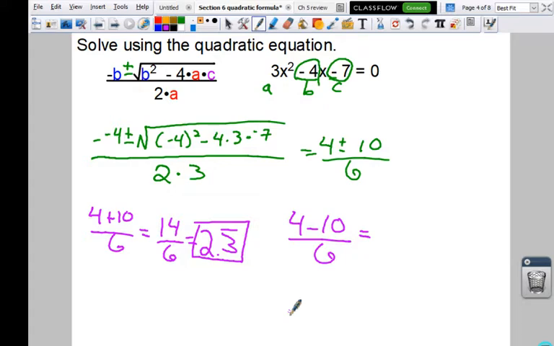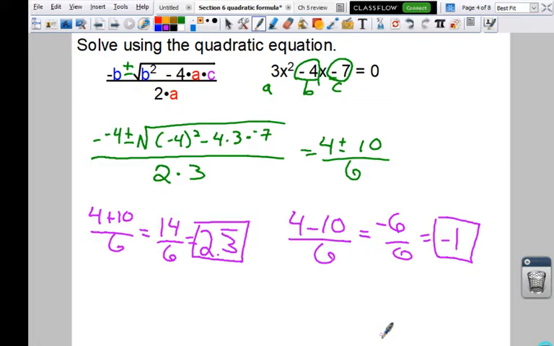Alright, Greg, help me out. 4 minus 10 is? Negative 6. We'll just go for it. Alright, we get negative 6 over 6, which is really negative 1 for my final answer. Alright, pretty good.